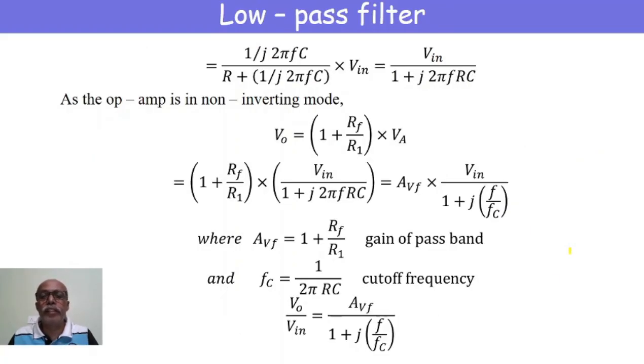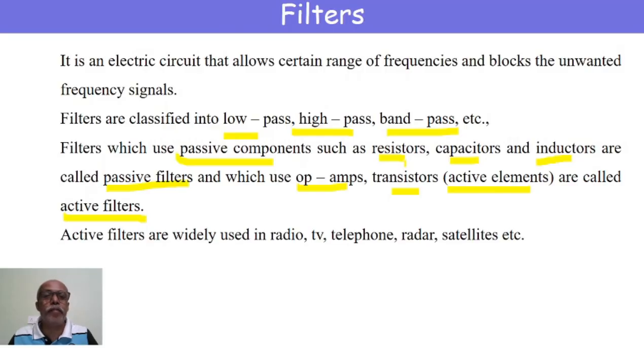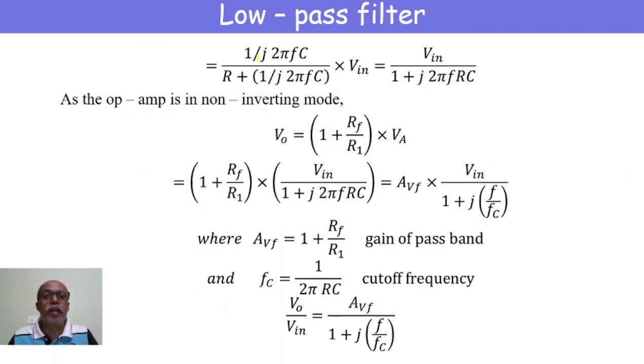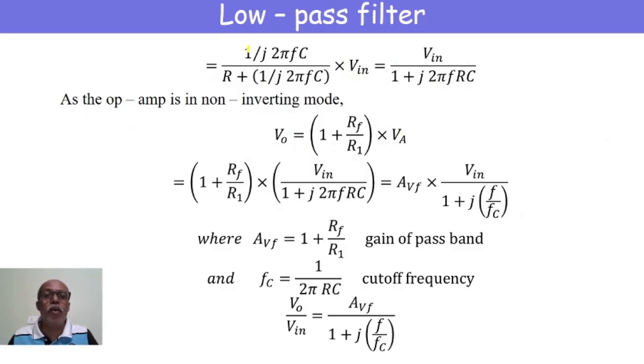Now this can be rewritten: instead of Xc, I write 1 by 2 pi fC. Xc is 1 by 2 pi fC, and minus j becomes plus 1 by j. Therefore, it is 1 divided by j 2 pi fC, whole divided by R plus 1 by j 2 pi fC, into Vin. Simplifying this, we get Vin divided by 1 plus j into 2 pi fRC.